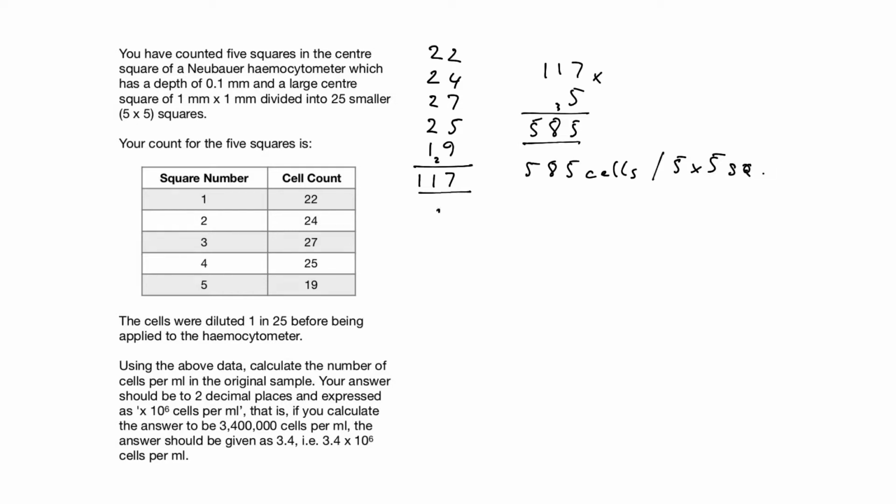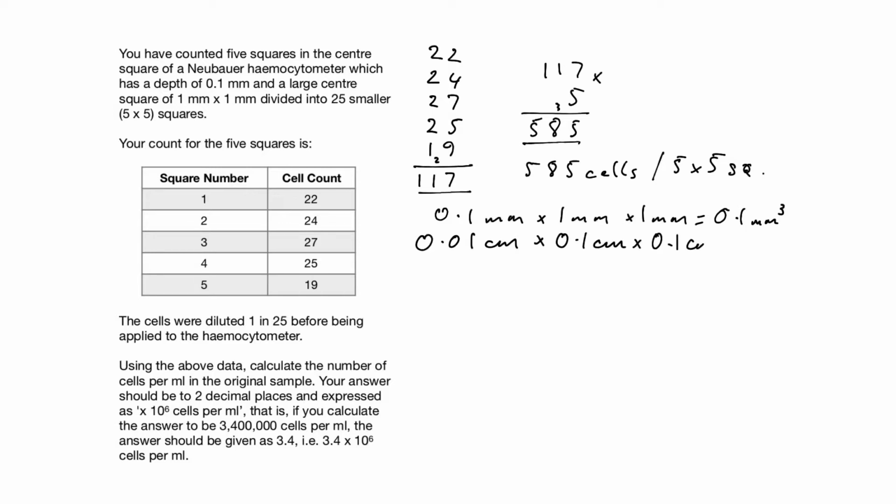Now the central square we know is 0.1 millimeter by 1 millimeter by 1 millimeter, so it has a volume of 0.1 cubic millimeters. Now if we write the millimeters as centimeters, we get 0.01 centimeters multiplied by 0.1 centimeters multiplied by 0.1 centimeters. And when we do the maths we get a value of 0.0001 cubic centimeters. And this is equivalent to 1 times 10 to the minus 4 cubic centimeters.